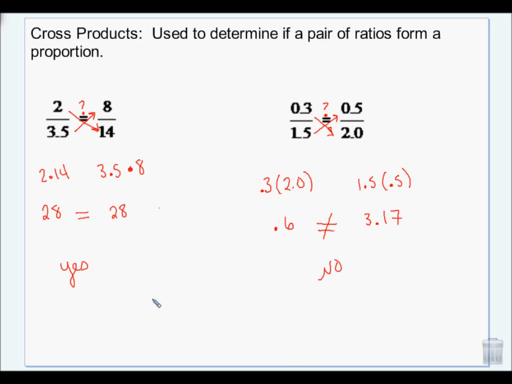Now, one way you can always tell is if I have an improper fraction and a proper fraction, there's no way these will be equal, because this is larger on top. You have to have smaller and larger in the same places. So that won't work.